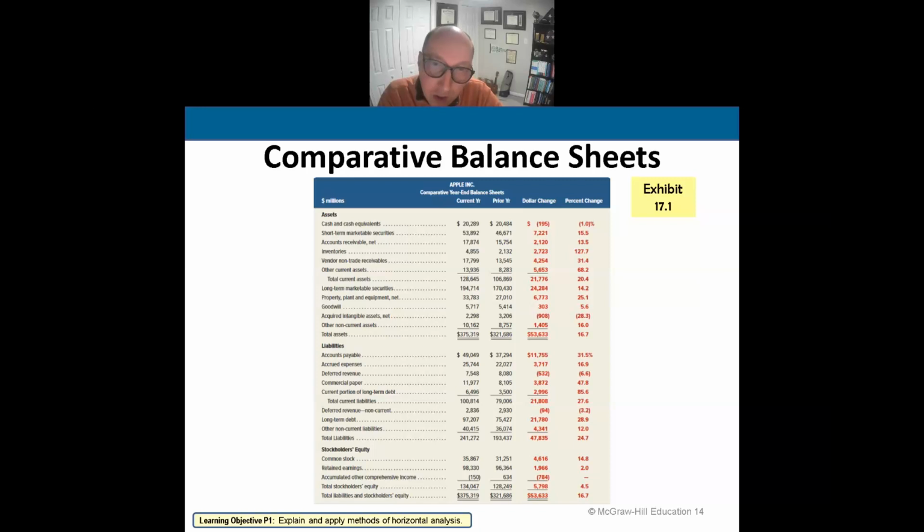Now we can find percent change. How do we find percent change? Current year minus the prior year divided by the prior year. Current year minus the prior year, that's 53,633, divided by the prior year, 321,686. That gets us 0.167, multiply by 100, and that gets us 16.7%. And you can see that we do this for every line item on the balance sheet, and we do it also for every line item on the income statement.